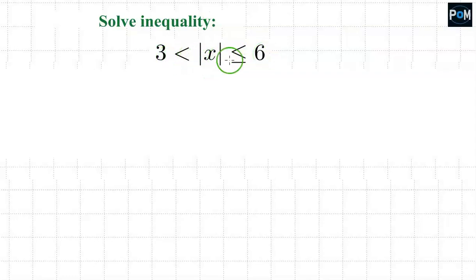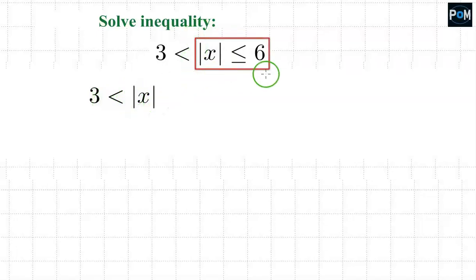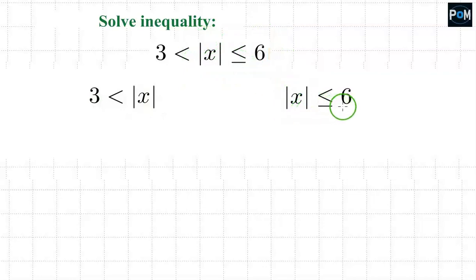There's this double absolute value, we need to split it. We must separate this part first. It's going to be something like this: 3 is less than the absolute value of x. And on the other side, we need to take this piece, which means the absolute value of x is less than or equal to 6.